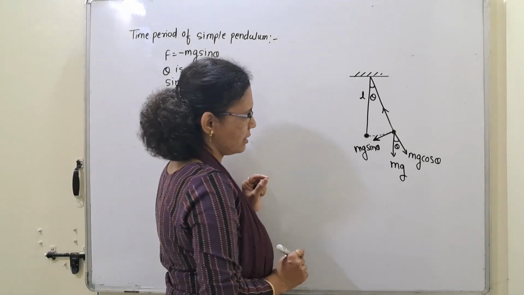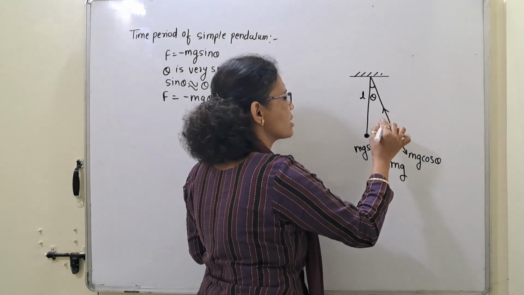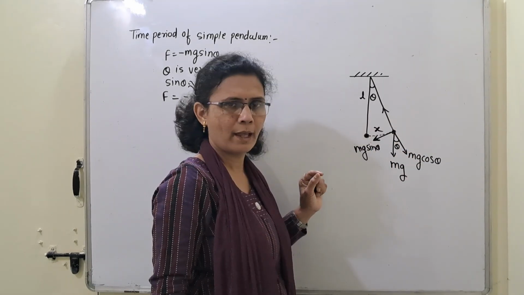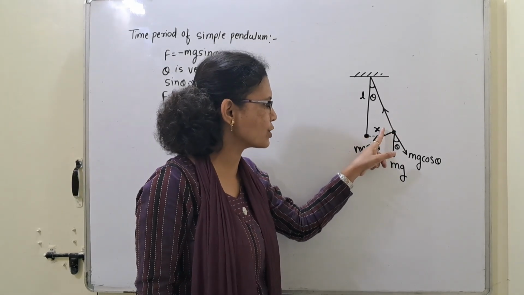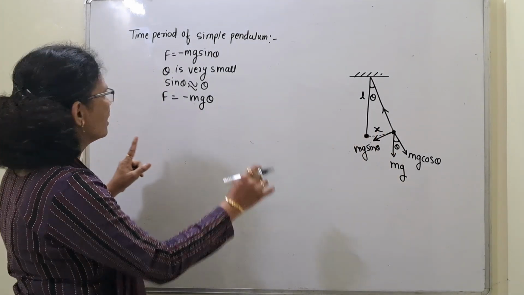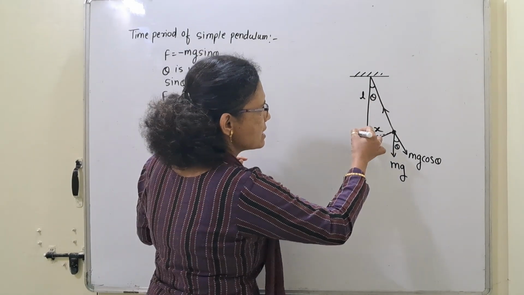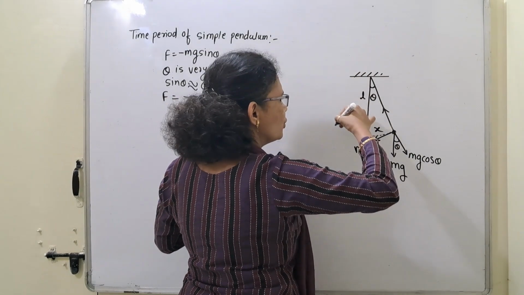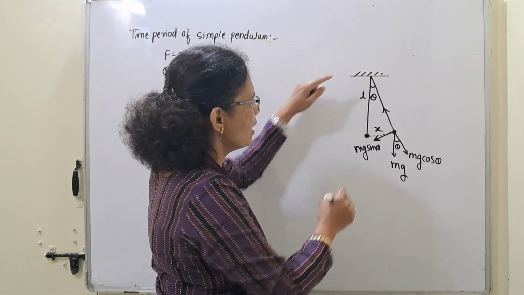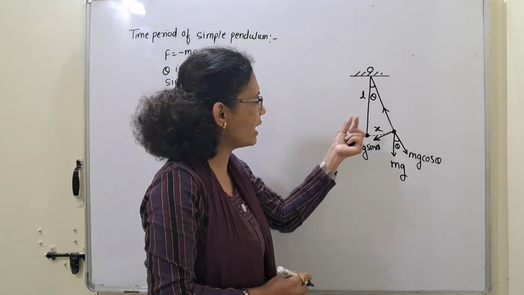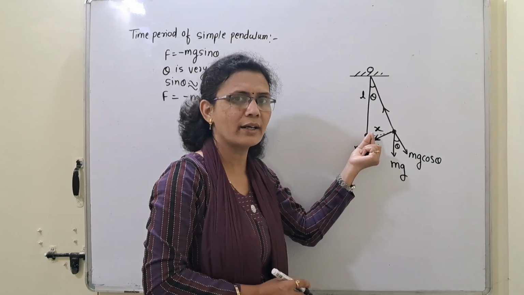Now if I consider the displacement of this bob from its mean position to the extreme position as x, then I can write it by using this geometry. See, theta is the angle. If I consider the whole path as circular, then this will be the center. If I take this point as O, this will be the center, this is the central angle, and this will be the arc of the circle.